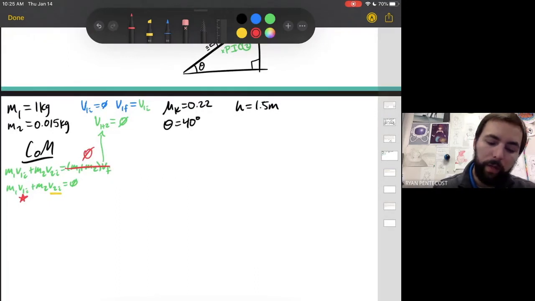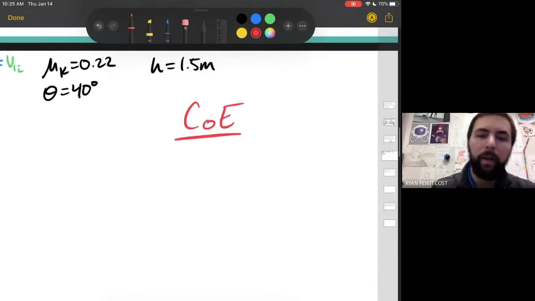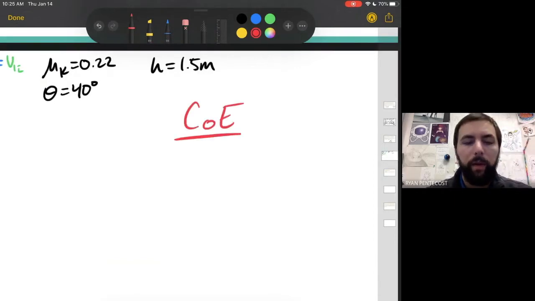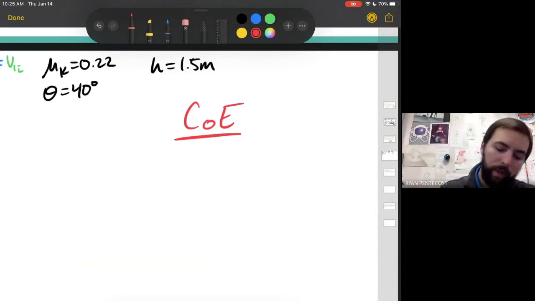So since we need that, let's go over to conservation of energy and see if we can find that. Dead giveaway, right? It gave us a vertical height. That's a giveaway that we need to use conservation of energy, because gravitational potential energy only uses vertical heights, right? So that's going to be a giveaway.